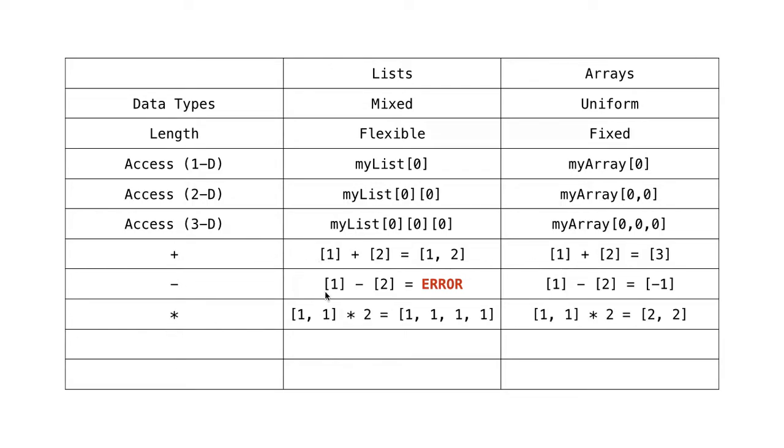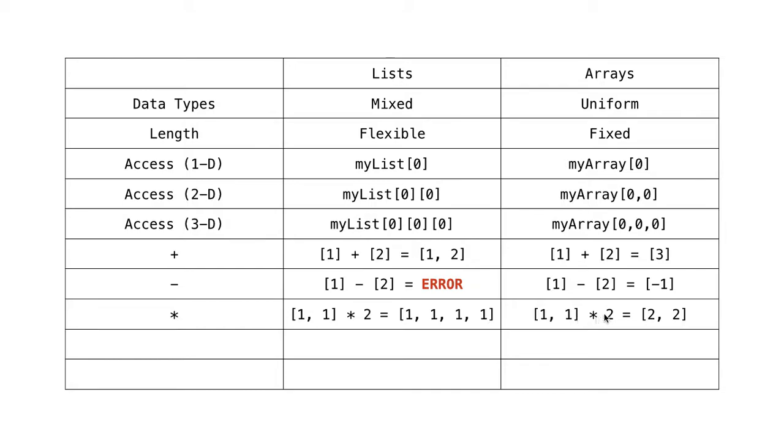And then multiplication. This is where things also get kind of interesting. If you try and do, say, a list [1, 1] times 2, you'll actually just get that list twice. And if you did this list times 3, you'll get the original list 3 times. But with arrays, this again behaves in a bit more intuitively mathematical way.